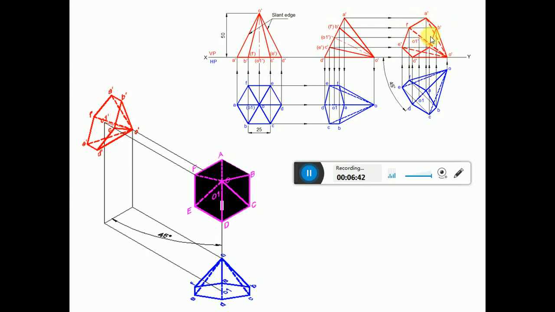Since O1 dash is on that surface, O1 dash becomes visible. So it is also evident here: O1 is nearer to you. That is, O1 dash is nearer and O dash is away. So O1 dash is visible.